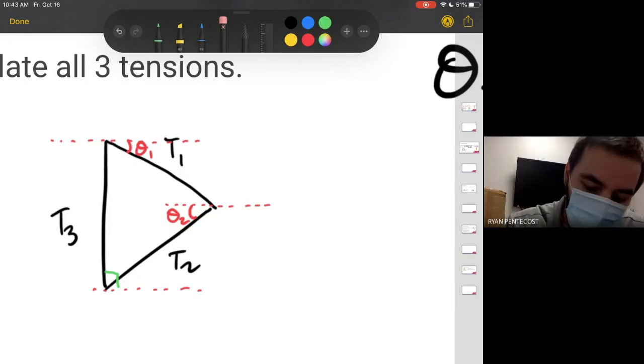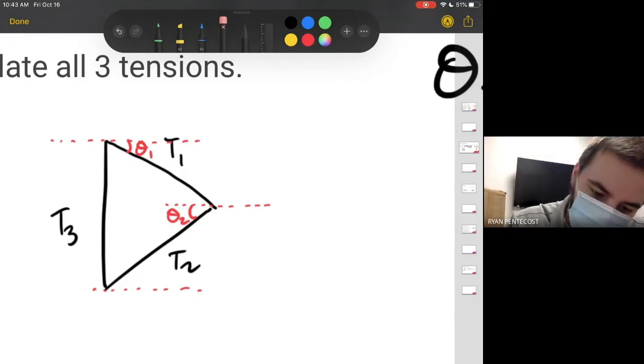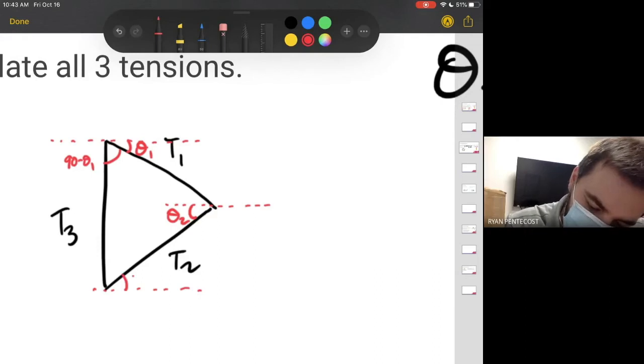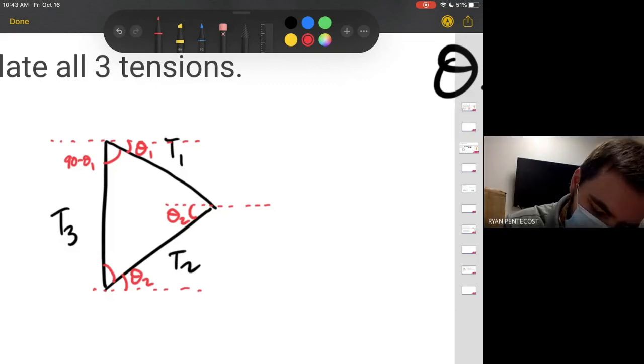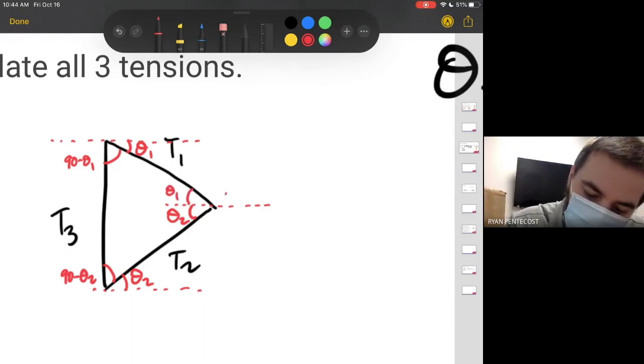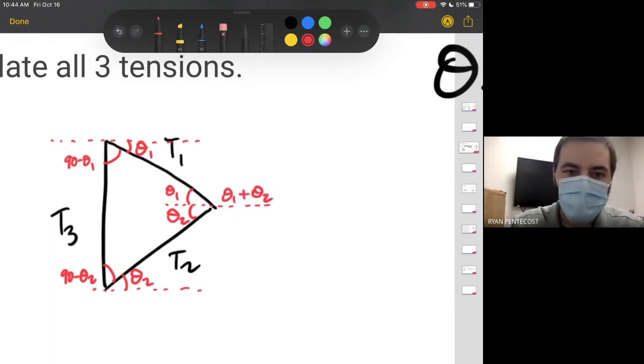So this will be 90 minus theta 1. This right here is 90 minus theta 1. And here, if we use geometry methods, that must be theta 2, so this would be 90 minus theta 2. Then using the same geometry methods, that would be theta 1. So this would be theta 1 plus theta 2 to get that angle there.